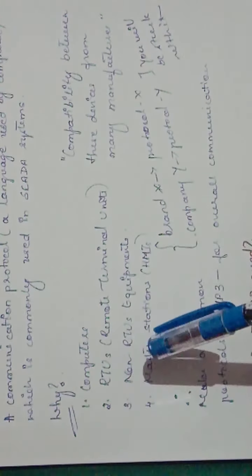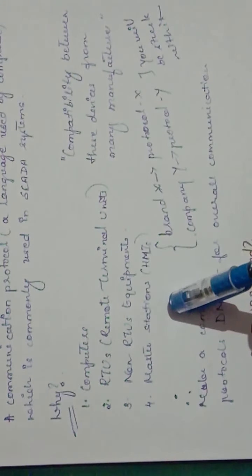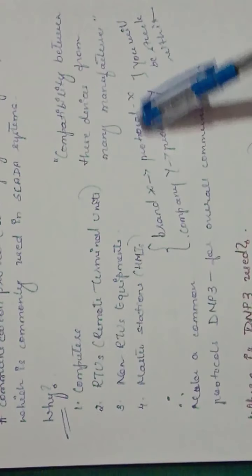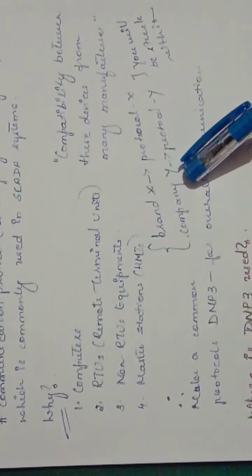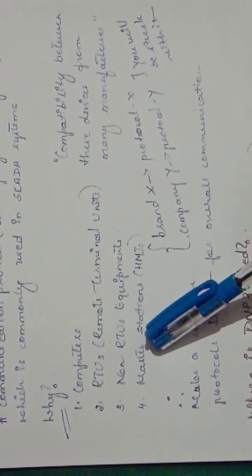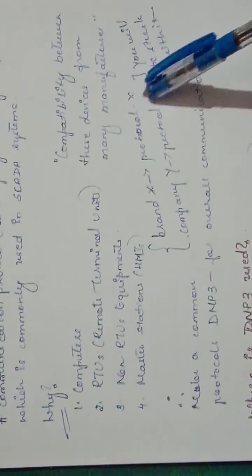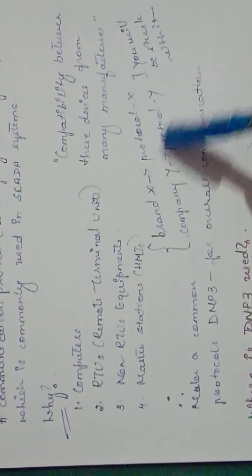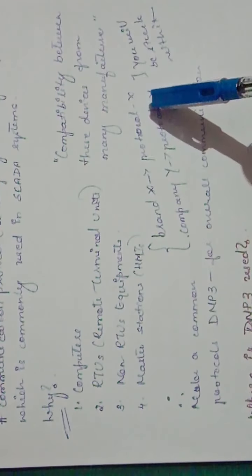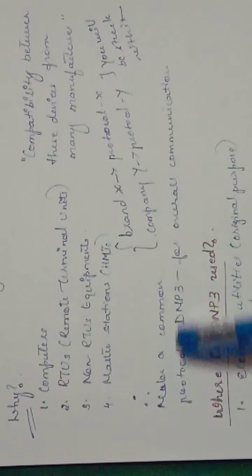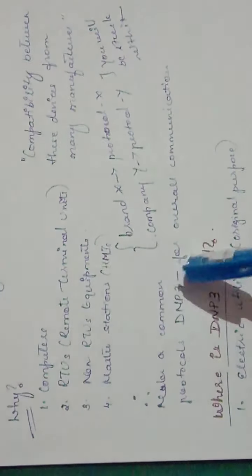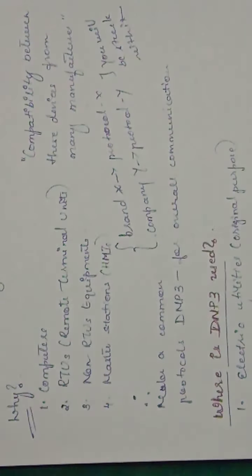So how are they all going to communicate? That compatibility is required. For example, some brand X is using some protocol X. Another company Y you are selecting for some other part is using some other protocol. How will you make these two protocols communicate? This is where the system gets stuck. So what you have to do is make a common protocol. So this is your DNP3, and it helps you with the overall communication in SCADA.